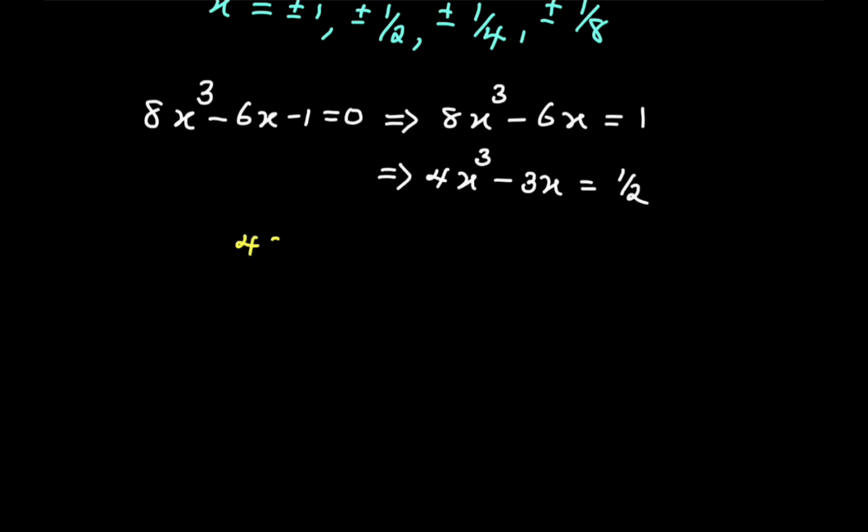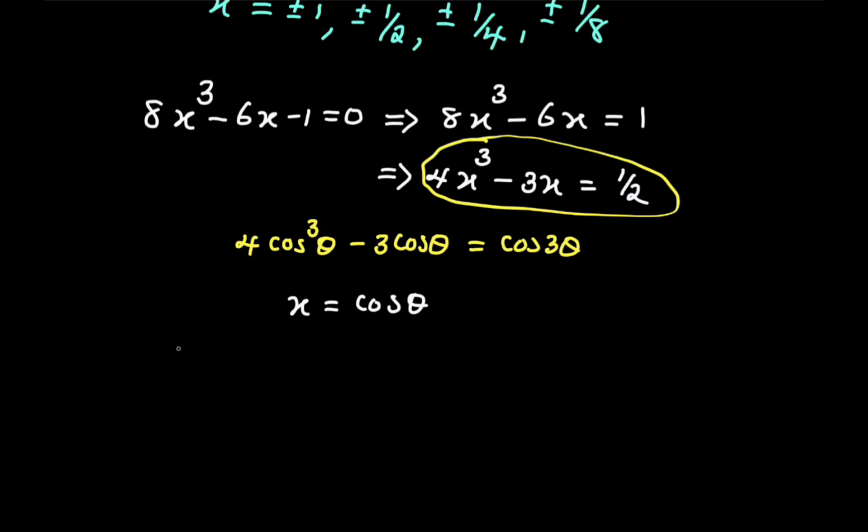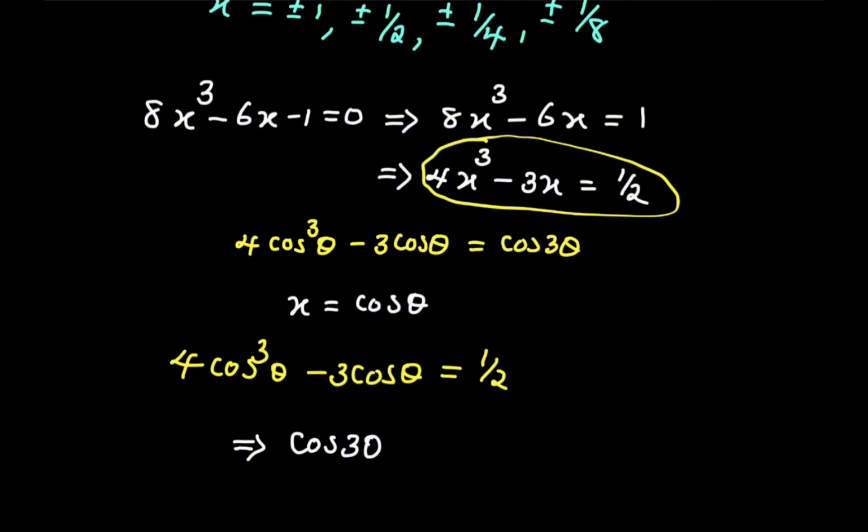We know that 4cos^3 theta - 3cos theta is equal to the cosine of 3 theta. And so if we let x be equal to the cosine of theta, then this equation becomes 4cos^3 theta - 3cos theta, which is equal to a half. And this implies that cos 3 theta is equal to a half.